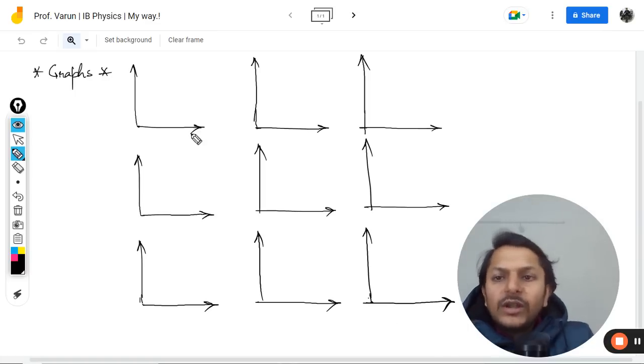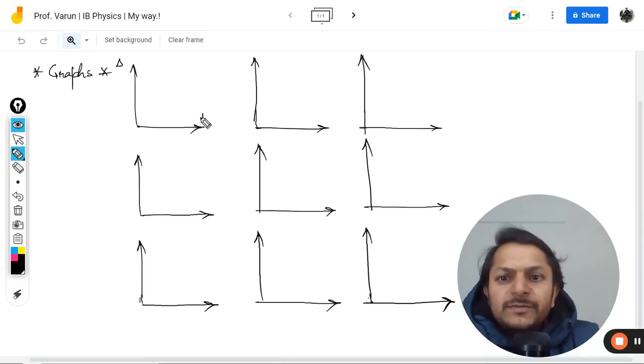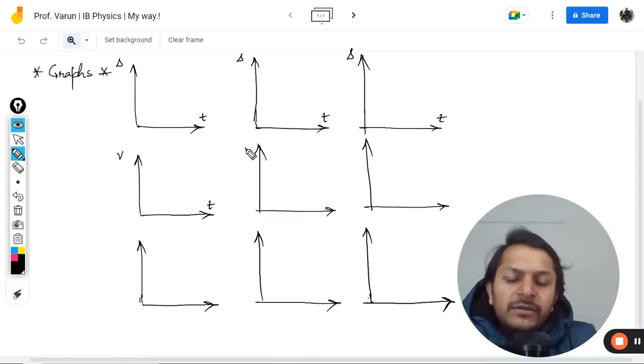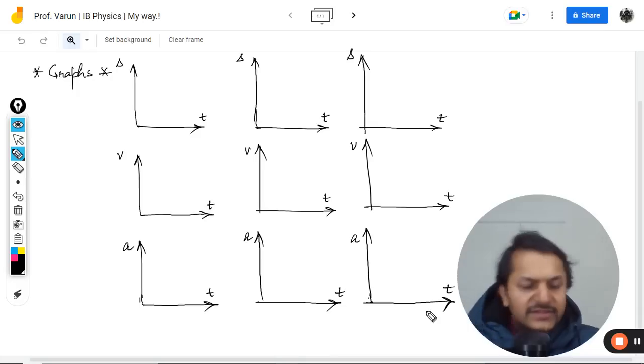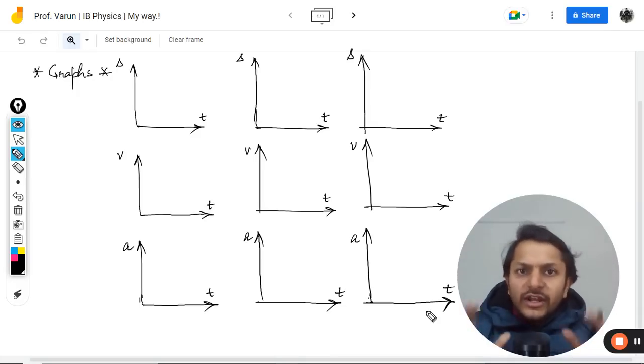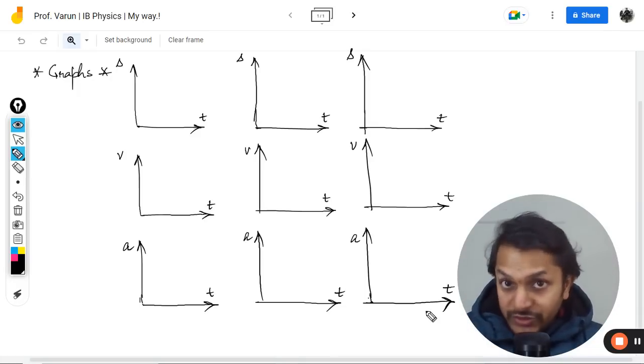Okay. Now, what are these graphs? This is displacement time. The top 3 are the displacement time graphs. The second row are the velocity time graphs. And the last one is the acceleration time graphs. Yes. So there are 3 different motions that we are now going to deal with.